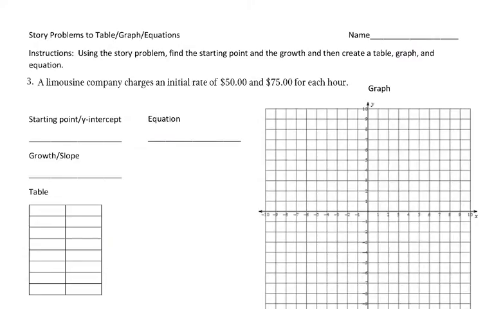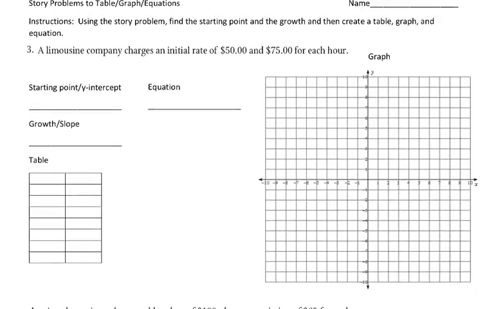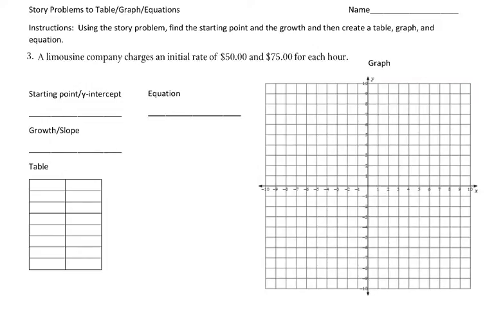Alright, let's try the next one. A limousine company charges an initial rate of $50 and $75 for each hour. So we're talking about how much they're charging, right? That's one of our groups. And how do we know how much they're charging? Well, every hour. So that's our second group. So the hour is going to affect how much they're charged.